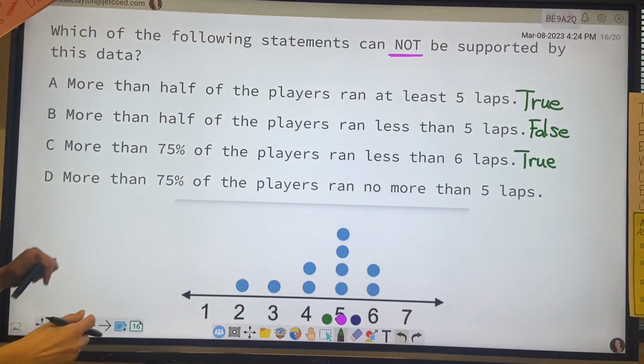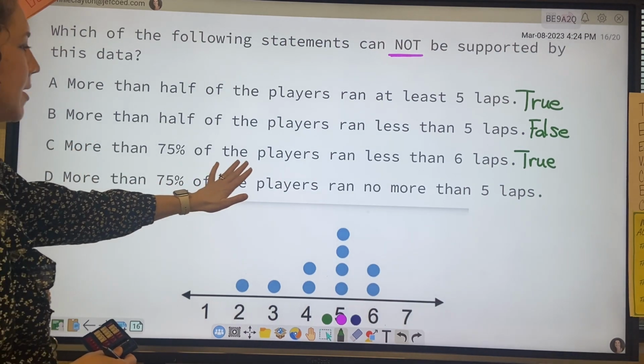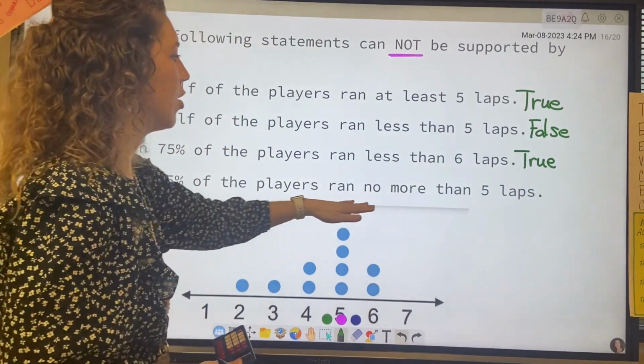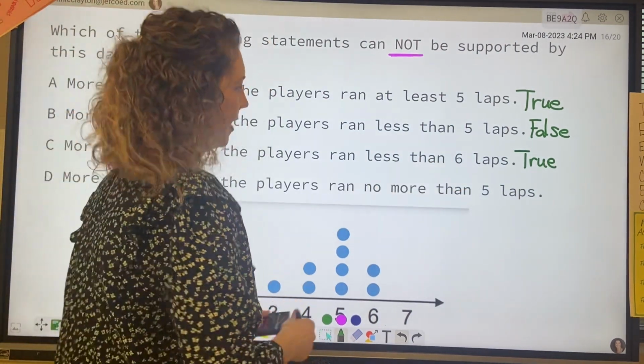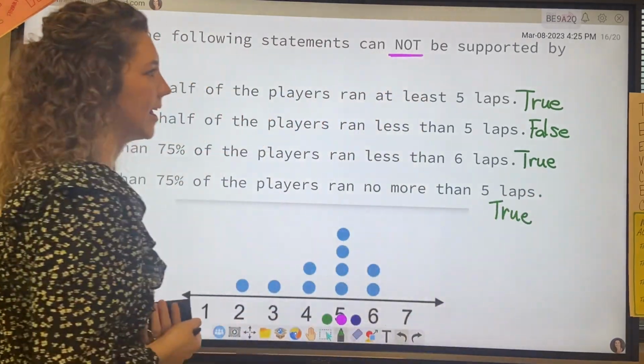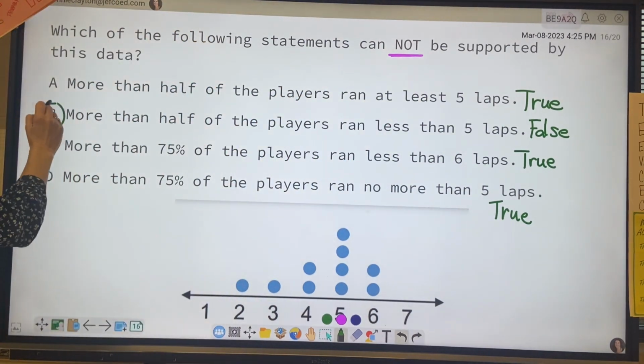D, more than 75% of the players ran no more than 5 laps. That seems like the same as this one. C and D seem the same to me. More than 75% of the players ran less than 6. It's the same thing as no more than 5. So that's going to be true also. So the statement that is false, the one that cannot be supported, is B.